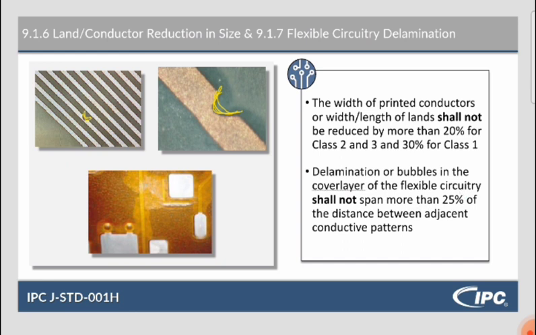So flexible circuitry, you may see this inside a computer tower, on those cables. Those delamination or bubbles shall not span more than 25% of the distance. I do want to highlight this because you may see this in a test, so please keep note of that. I've seen that question on tests a few times.